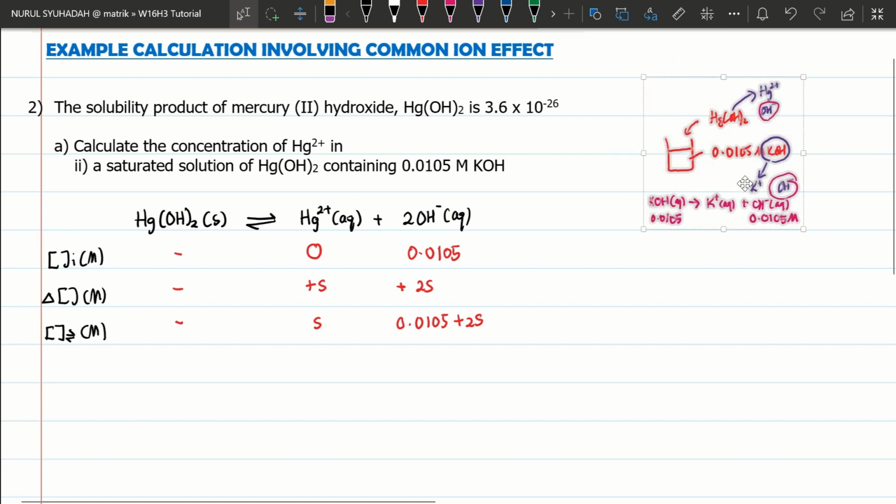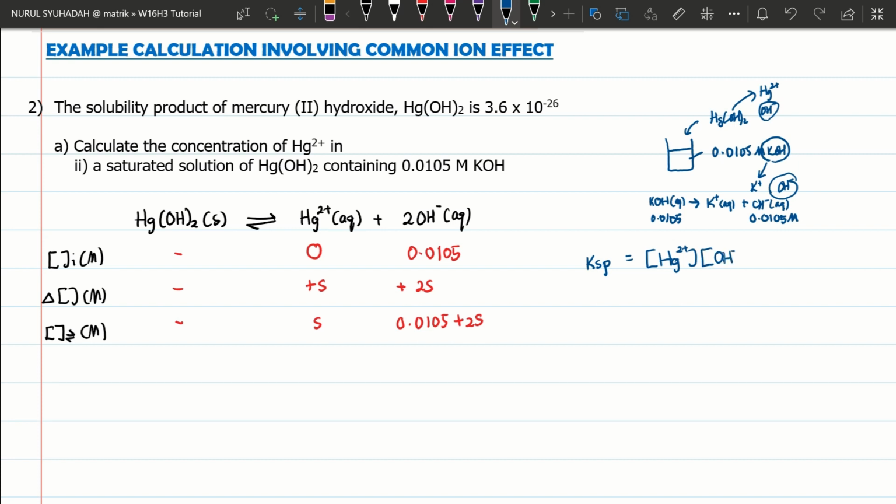Okay, so now let's continue with the calculation. Masih lagi benda yang sama, kita nak cari berapa concentration Hg2+. We need to find what's the value of S. Macam mana kita nak dapatkan value of S daripada KSP expression. Okay, so from our KSP, masih lagi sama, concentration of Hg2+ times concentration of OH- to the power of 2. So substitute all the value that we have. So KSP masih lagi sama nilai dia, 3.6 darab 10 negatif 26. Hg2 plus S. OH minus kita sekarang adalah 0.0105 tambah 2S to the power of 2.